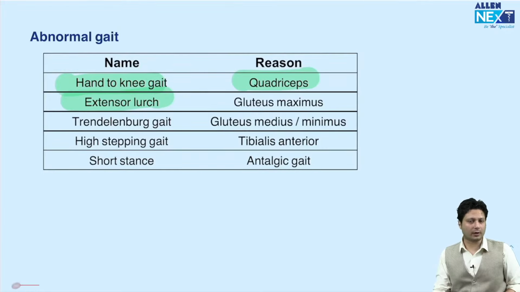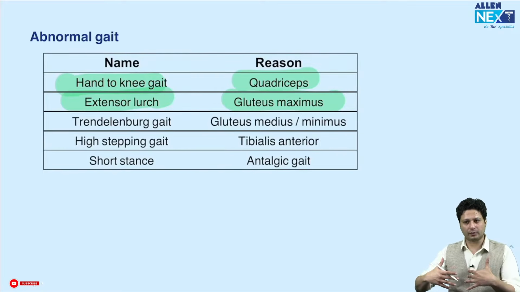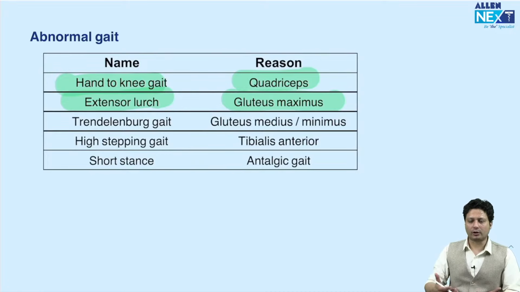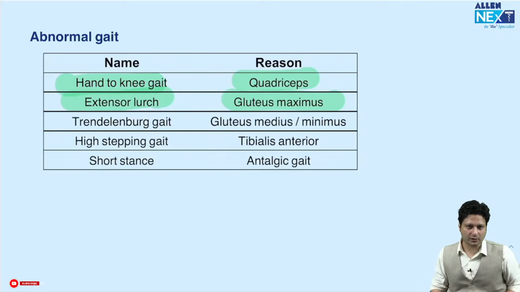Extensor lurch is because of gluteus maximus palsy. Every time the patient bears weight on the affected limb, because of the failure of the gluteus maximus, there is a forward flexion. In order to prevent it, there is exaggerated lumbar lordosis every time the patient bears weight on the affected limb. So that is known as extensor lurch.